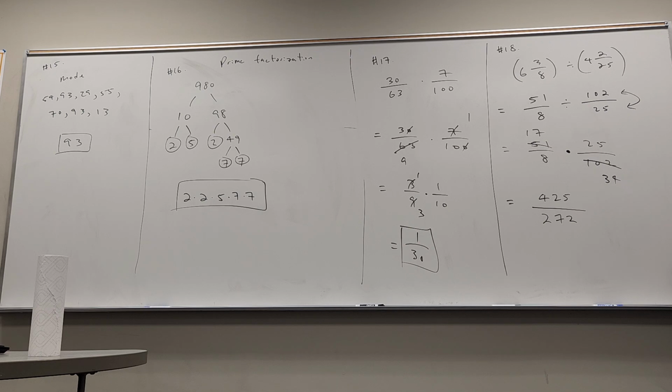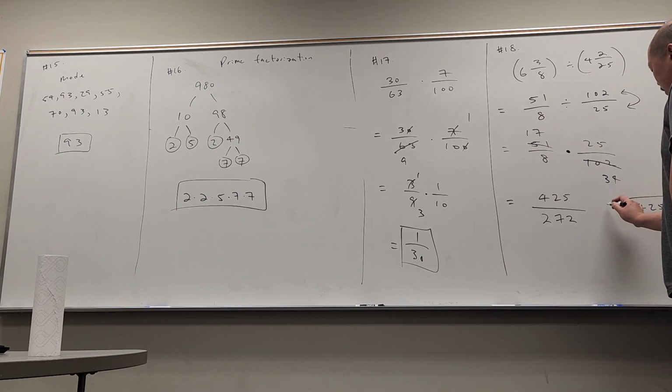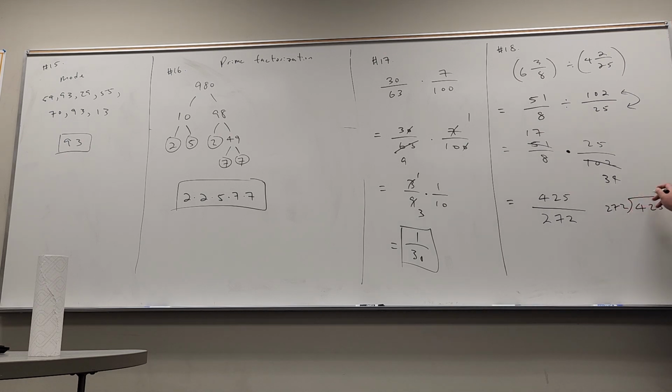Now, before you say it's done, here's the issue. They gave you all mixed numbers. When they give you all mixed numbers, they expect a mixed number back. So you got to do the long division. You can use a calculator. 425 divided by 272. I know that's a big number, but this guy can only go into it one time. You can use a calculator to help you, right?